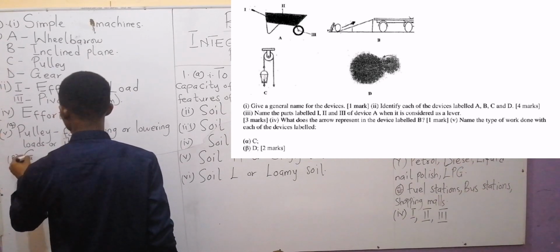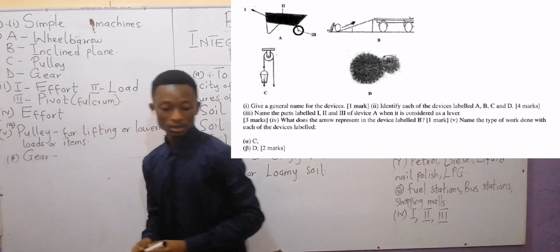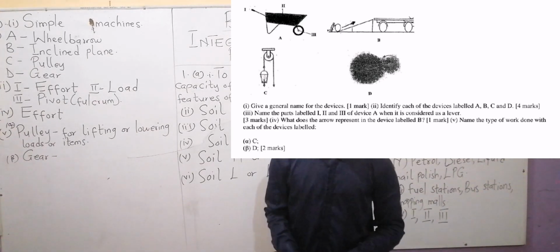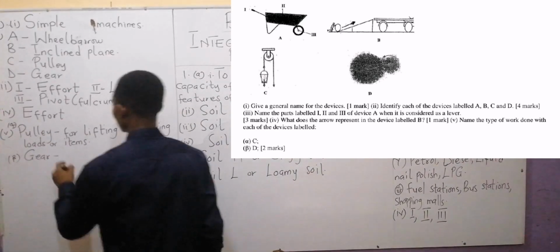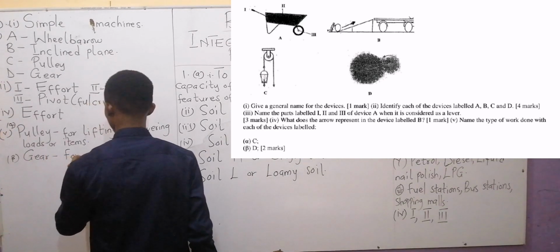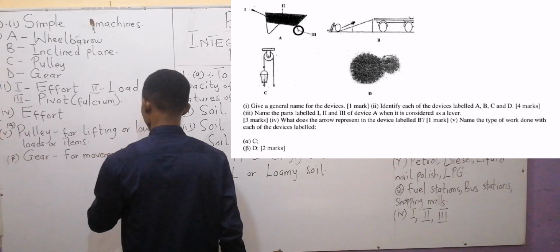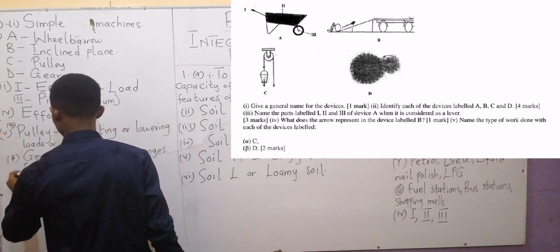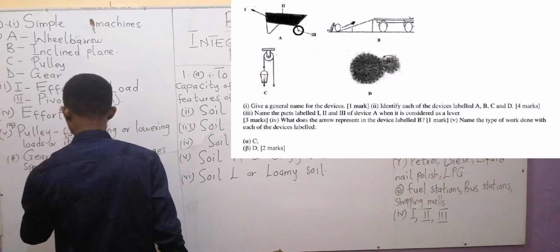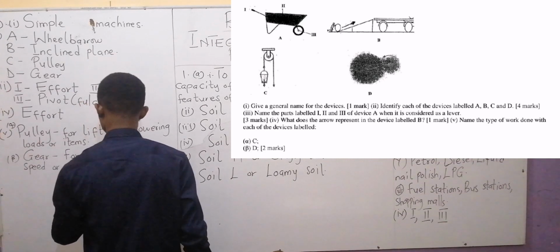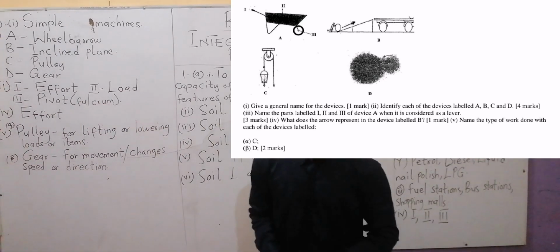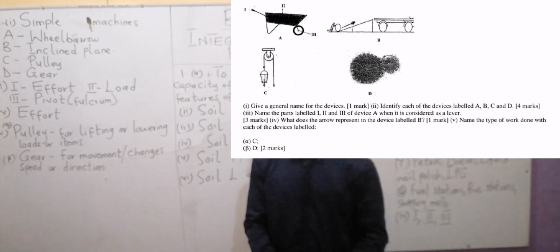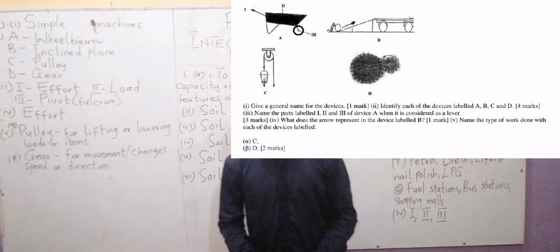Then D, gear. The gear aids in movement. It is also used to change the speed or direction of a body. Believe you are following. Okay, so now move on to D.